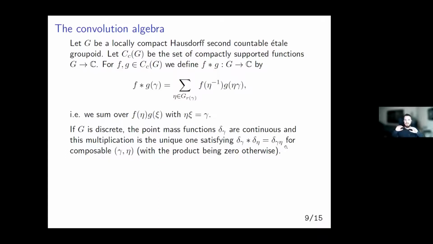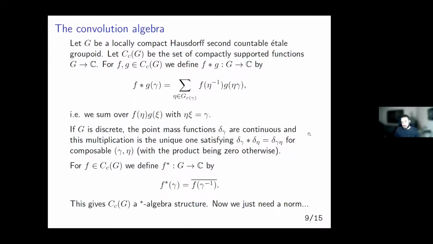So you can embed the dynamics of the groupoid into the algebra. And that holds only if this pair is composable. If this pair isn't composable, then this product becomes 0.